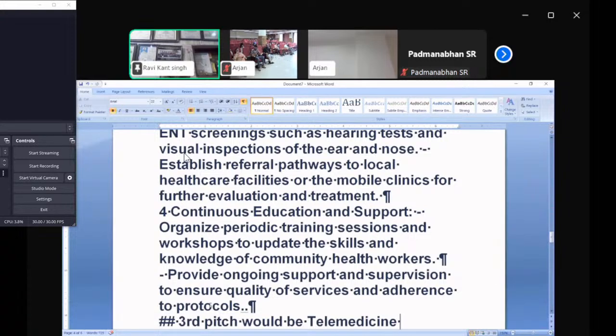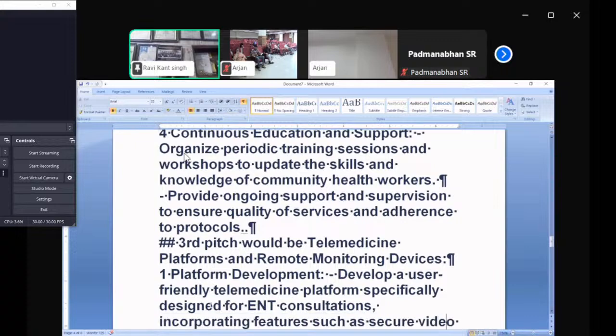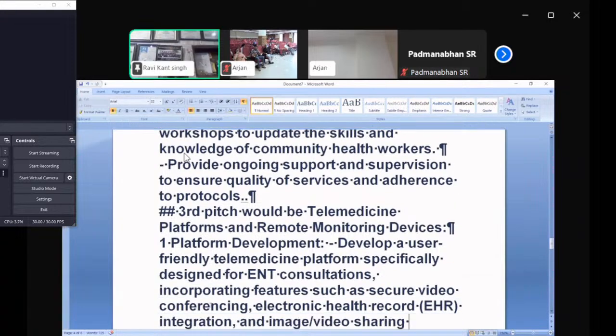And the third, which would be the telemedicine I have talked about, we have to find a user-friendly telemedicine platform. Of course, they are very cheap now, very easily available, and we have to design ENT consultations in that. We have to secure video conferencing.